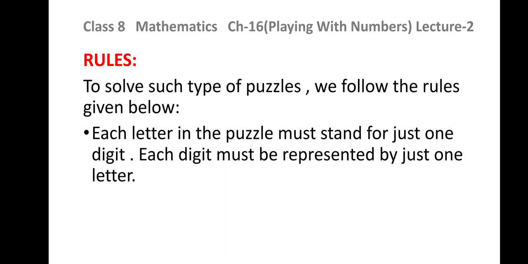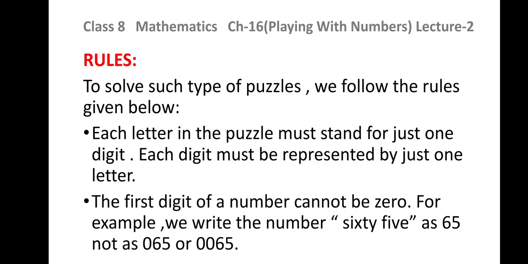Each digit must be represented by just one letter. Simple as this. And all the letters can take the values from 0 to 9. But the first digit of a number cannot be 0. The digits can take the value from 0 to 9, but the first digit of a number cannot be 0. For example, we write the number 65 as 65 and not as 065 or 0065. These are the 2 points which are supposed to be followed while solving these puzzles.